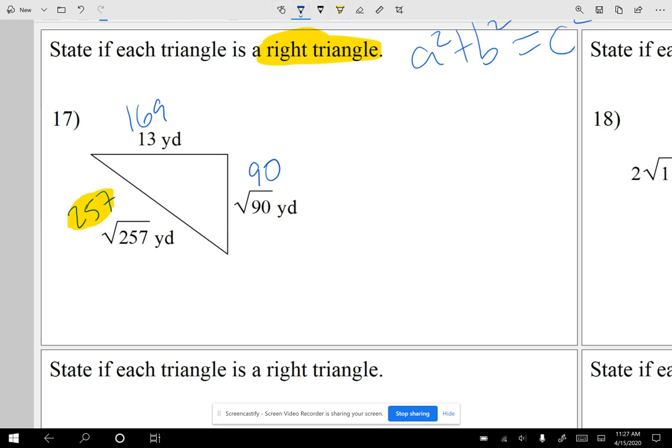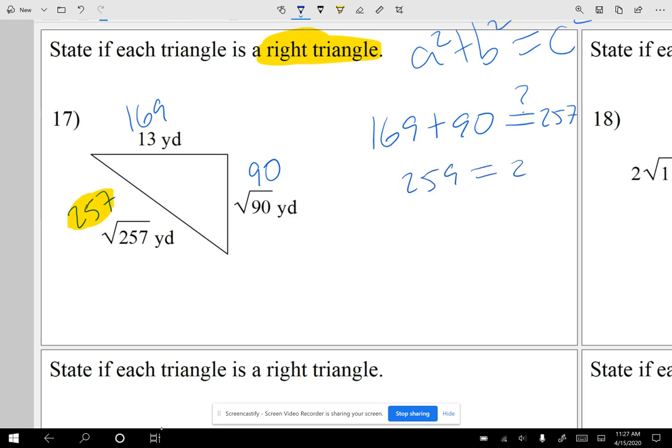So I'm going to add the two smaller numbers, and all I'm asking is: is 169 plus 90 equal to 257? Right, is 169 plus 90 equal to 257? All right, well, what's 169 plus 90? 169 plus 90 happens to be 259.